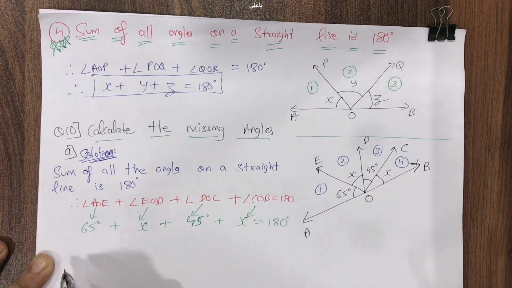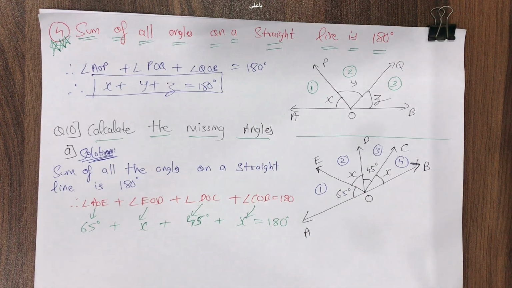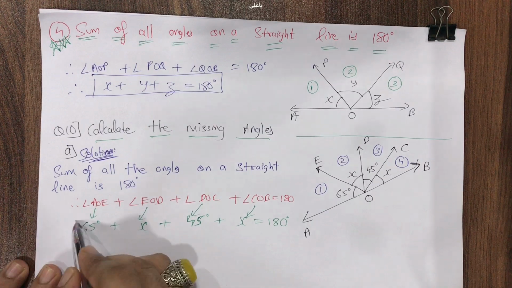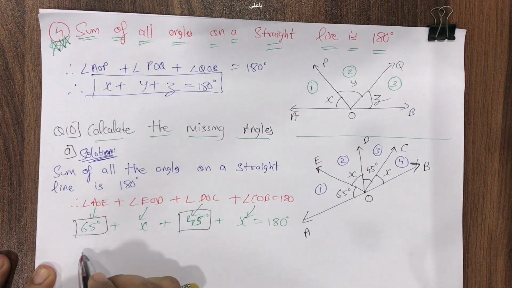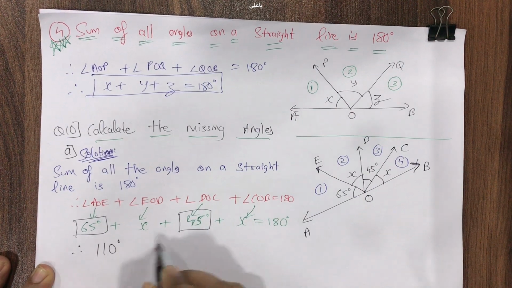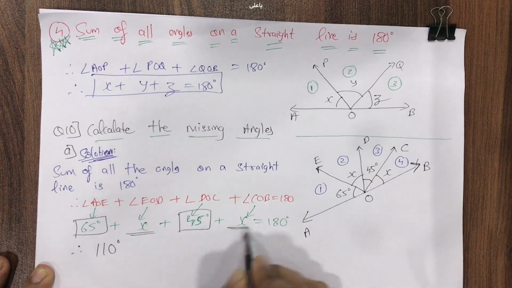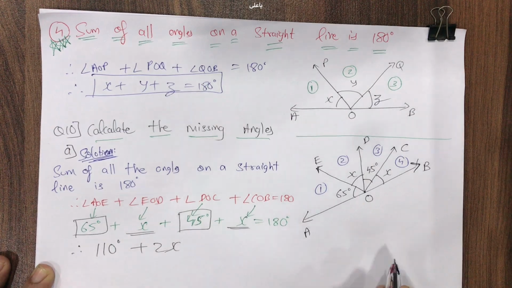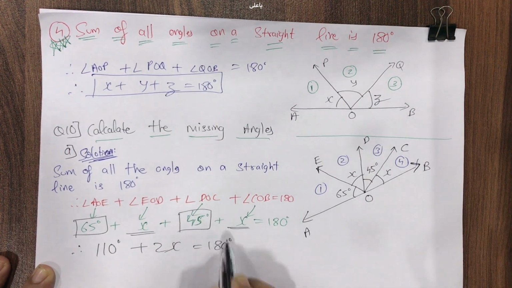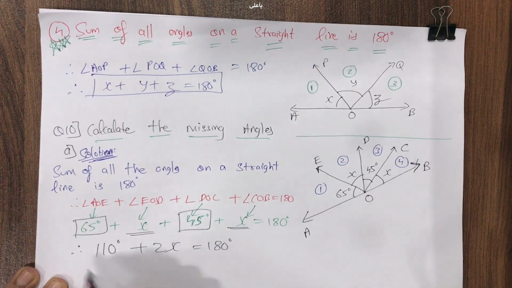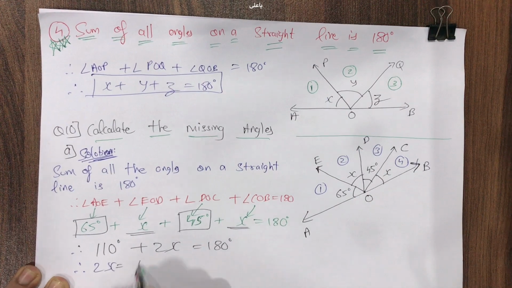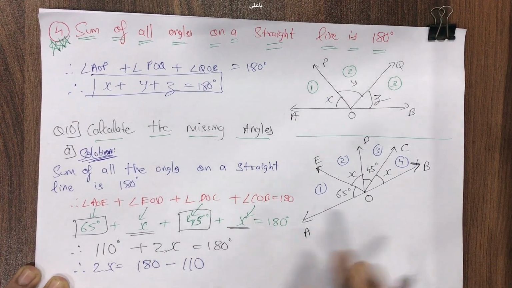Okay, now let's first add the numerical parts, all of you. If I add the numerical part, here I have 65, here I have 45. 65 plus 45 comes to 110 degree, and this x plus x comes to 2x. So 2x is equal to 180 degree. So now this 110 will go on the right hand side, so it will be subtracted from 180. Therefore 2x is equal to 180 minus 110.